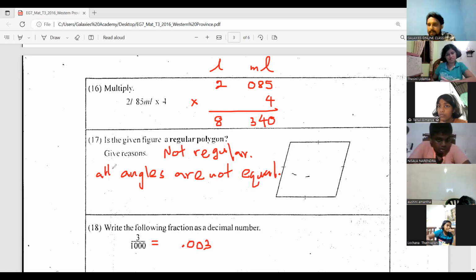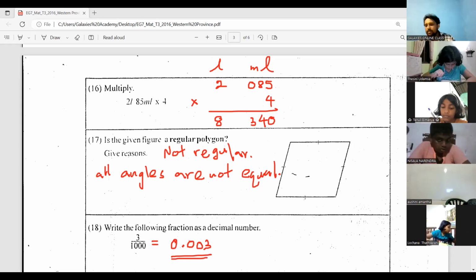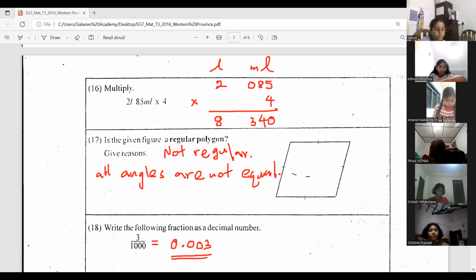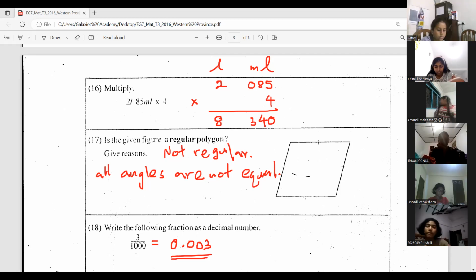This is the answer. Also, we can't see any digit before the decimal point, so you can put 0. So what is the answer? 0.003. Right? Remember, if there is 10, keep one decimal place; if 100, two decimal places; if 1000, 3 decimal places.